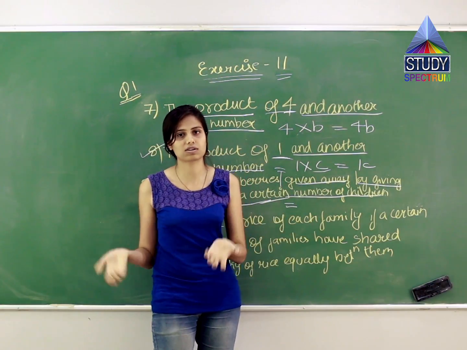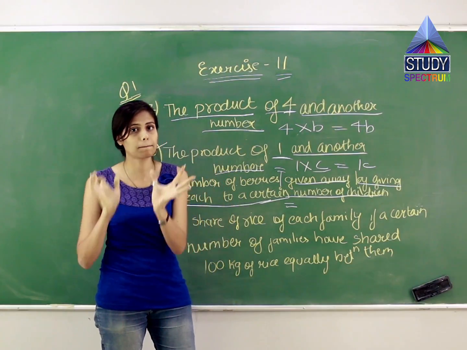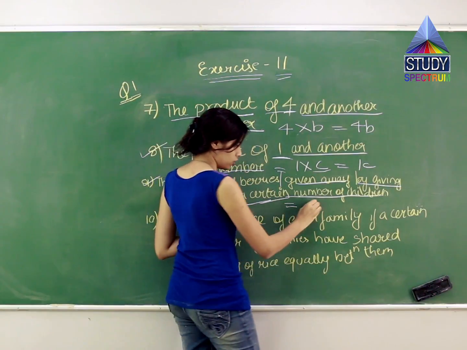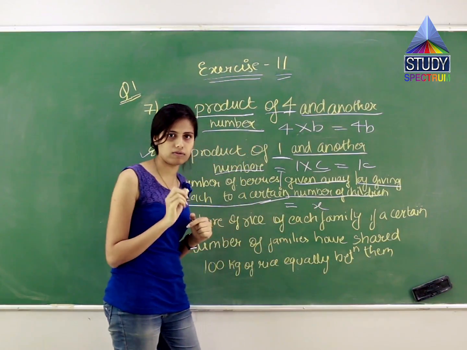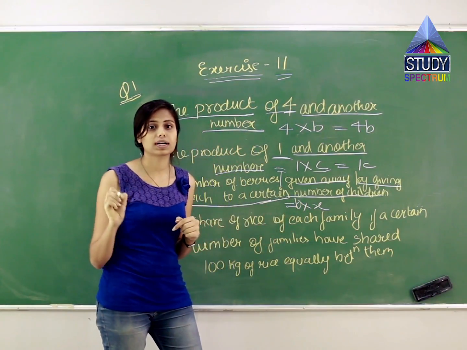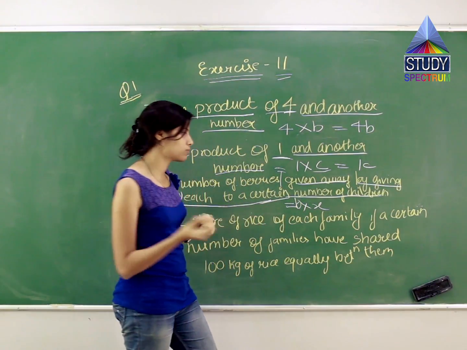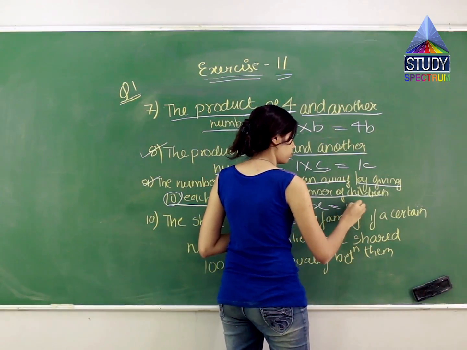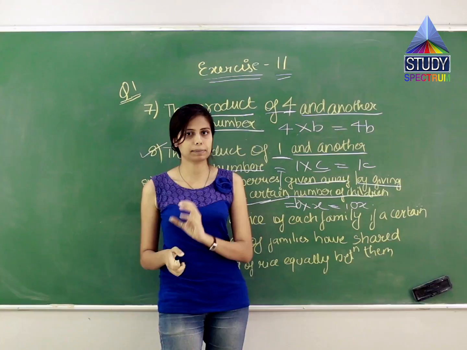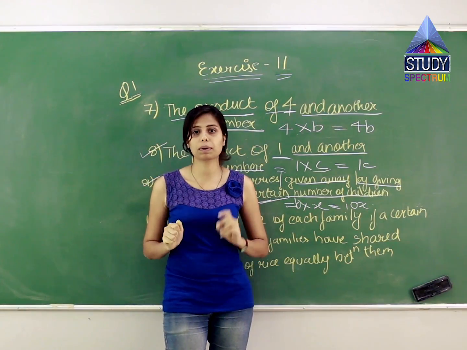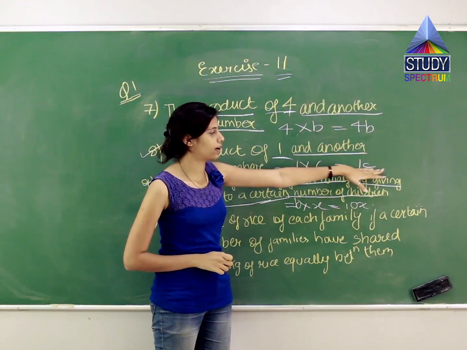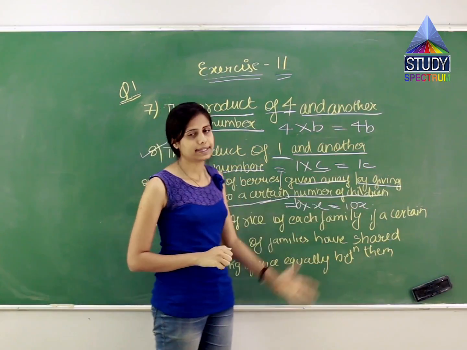We don't know how many children were there. So we are replacing the number of children with a letter from A to Z, which is x. So I have written x where number of children. And how much is one child getting? 10. So what it is? 10 into x, which comes to what? 10x. If there is no sign between the number and the alphabet, it is assumed to be multiplication sign. Like we have done over here also, 4b, 1c. The same way over here 10x.